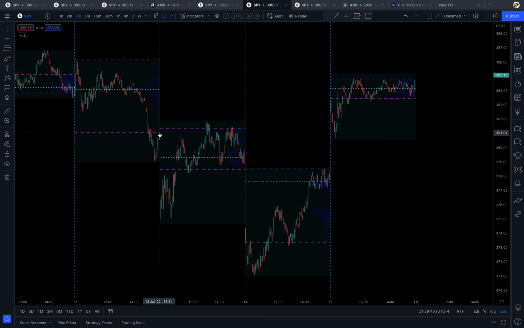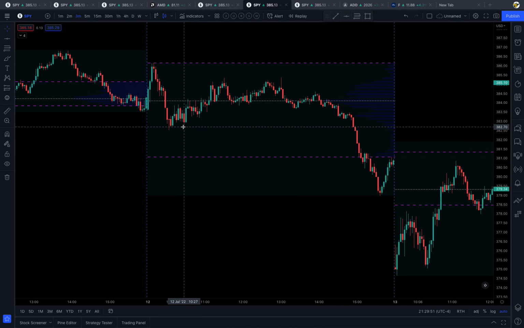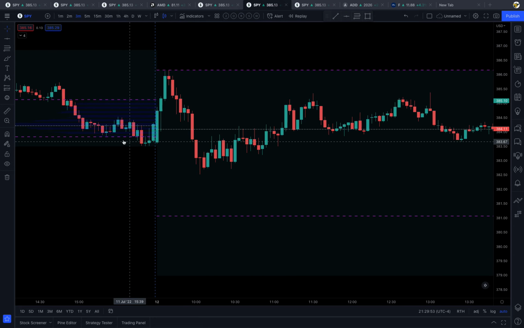So, right here is the bottom of it. It didn't open up. So this day here, I'd say that counted as opening up, because as soon as it opened, it wicked right up into the value area. And as you can see, it hit the POC almost on the very first 3-minute candle. Within 3 minutes, it hit that POC.